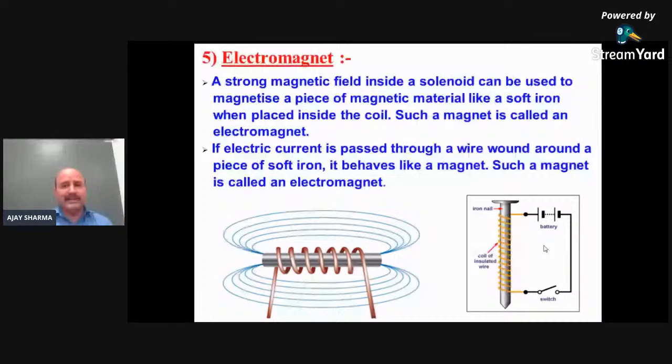You can see the diagram on the right hand side. You can prepare an electromagnet at your home. Also, it is an activity for you. You can make use of a simple battery, a switch, which is a key, and you can wrap a copper wire around a nail.